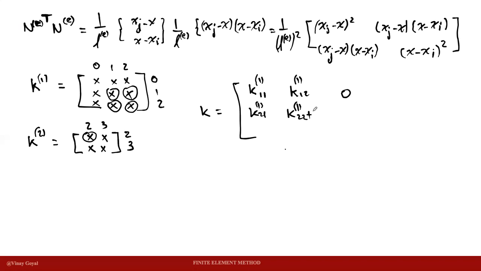So that would be K2 2, now K2 3, which is this, 0, K3 2, 2, and K3 3 from the stiffness matrix of the element 2. So this is our procedure, right?